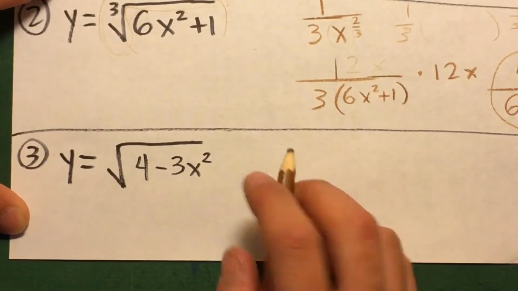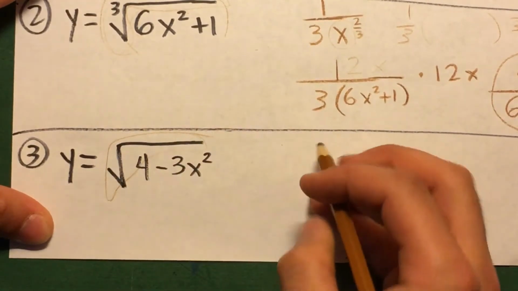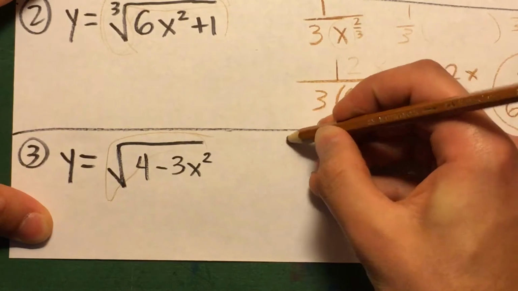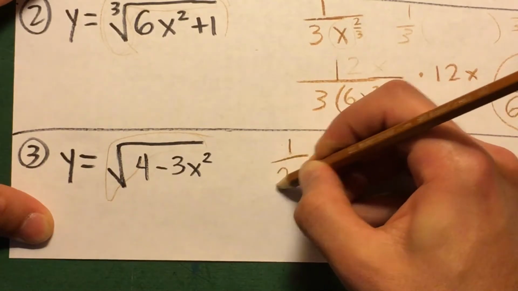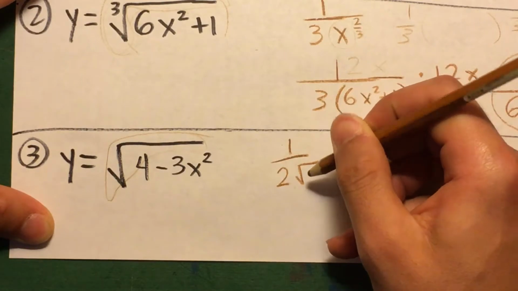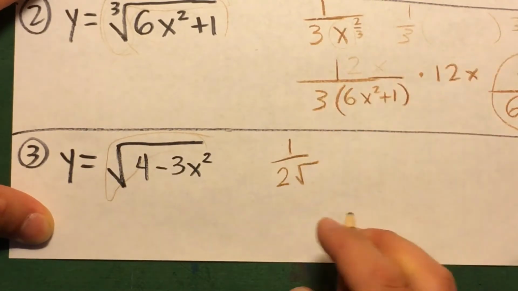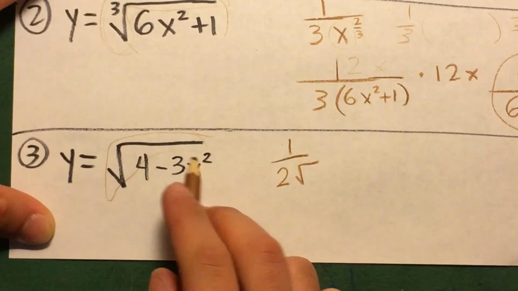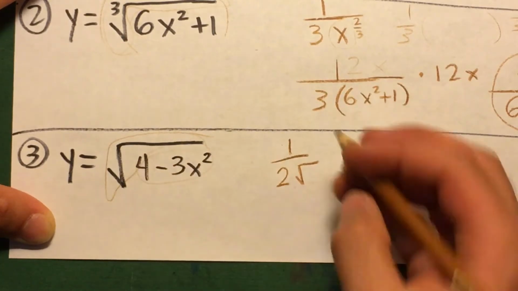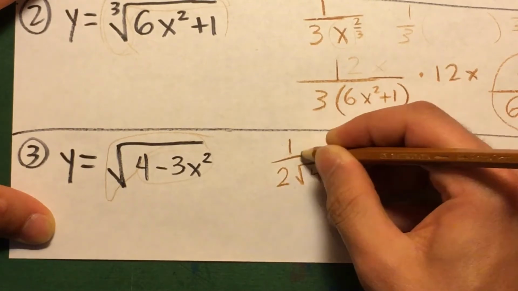Final one, number 3. Same thing. We have our outside function. The derivative of the square root of x is 1 over 2 times the square root of something. And in this case, we put g, right here, g. We just write it the way it is, 4 minus 3x squared.